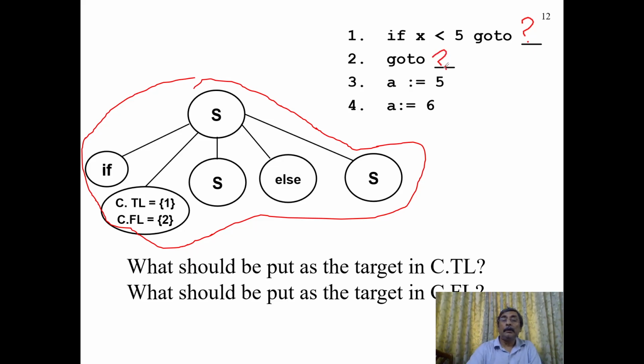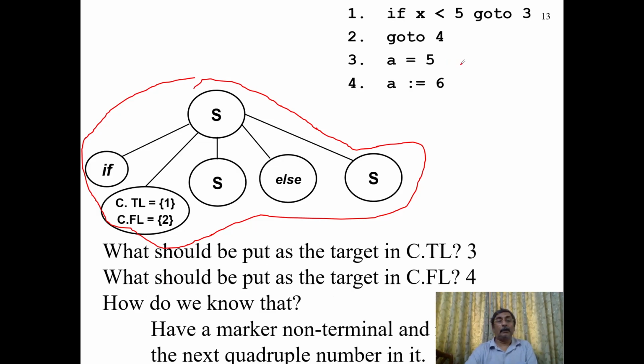Intuitively, I know that 3 has to be put here. Intuitively, I know 4 has to be put here. But where is it written down? Where is it remembered? It is not remembered anywhere. So that is the question. What should we put in as the target of C.TL 3, as the target in C.FL 4? But that is what we know because we are human beings. We are intelligent. How do I know that?